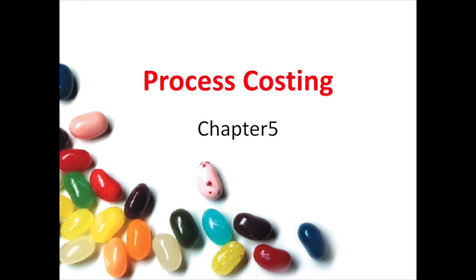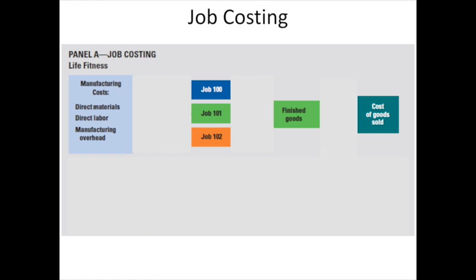This will be our first video in the process costing series where we're discussing the differences between job costing and process costing. So let's first talk about job costing. As we've talked before, in job costing we can have, for example here, three different work in process accounts for job 100, job 101, job 102.